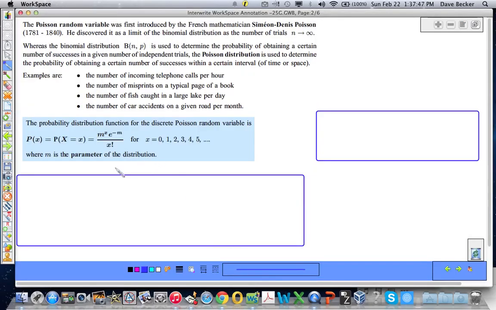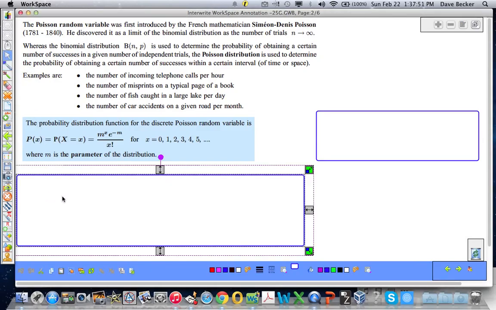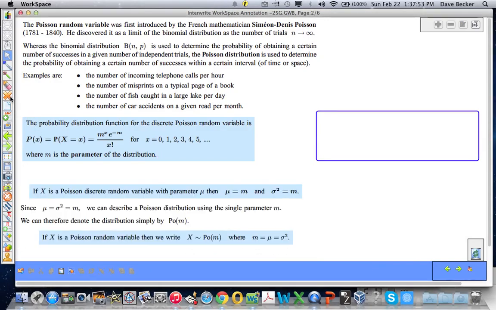Okay, so what are we doing? All right, so under door number 1, we have this. If the random variable x is a Poisson discrete random variable with a parameter m, then the mean mu equals m, and the variance is equal to m. We can describe a Poisson distribution using the single parameter m, which is nice.